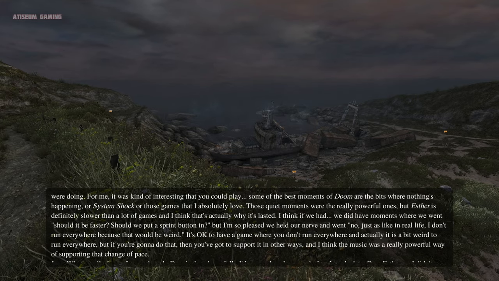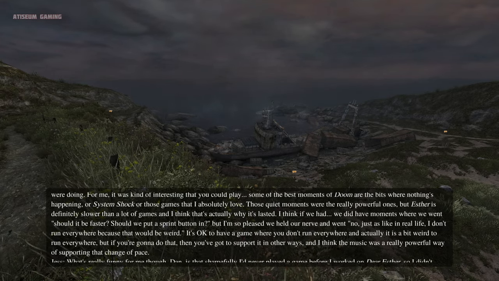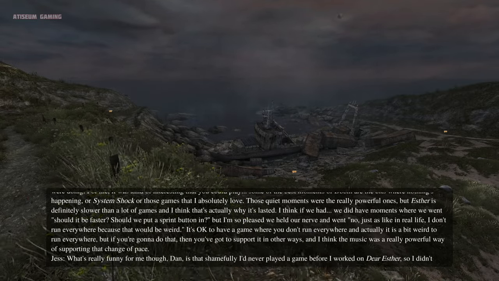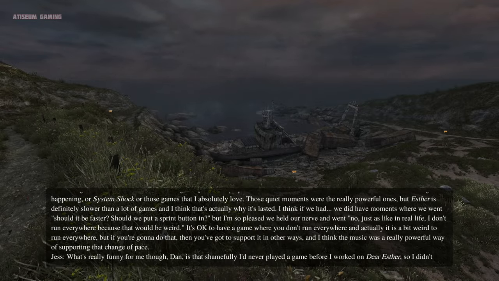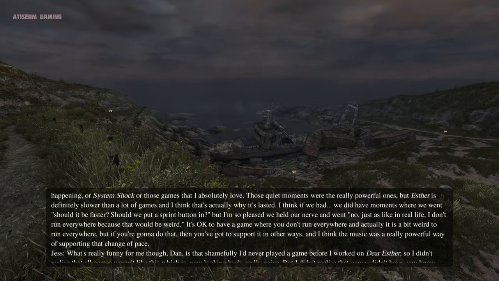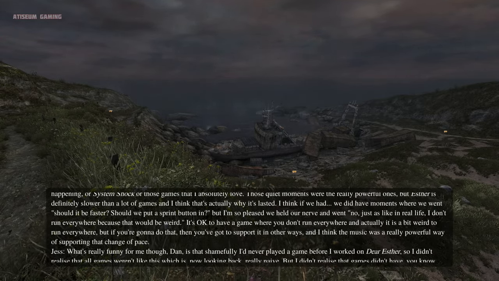No, just as in real life, I don't run everywhere because that would be weird. It's okay to have a game where you don't run everywhere. And actually, it is a bit weird to run everywhere. But if you're going to do that, then you've got to support it in other ways. And I think the music was a really powerful way of supporting that change of pace.